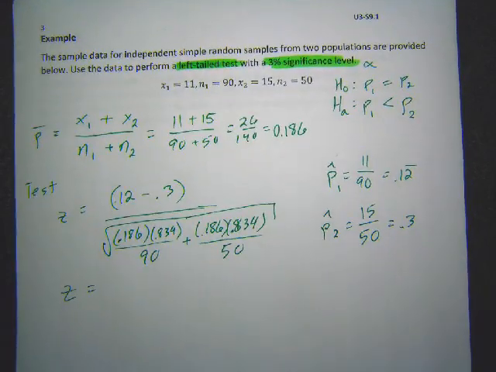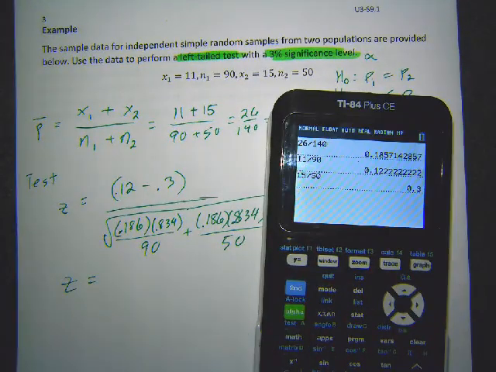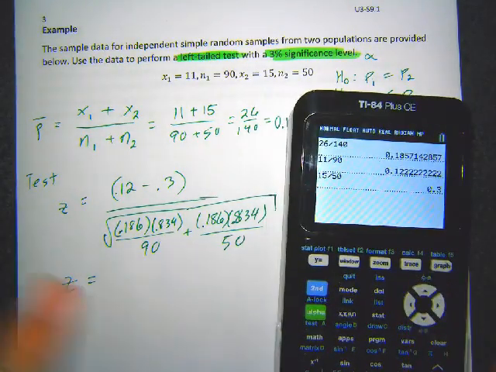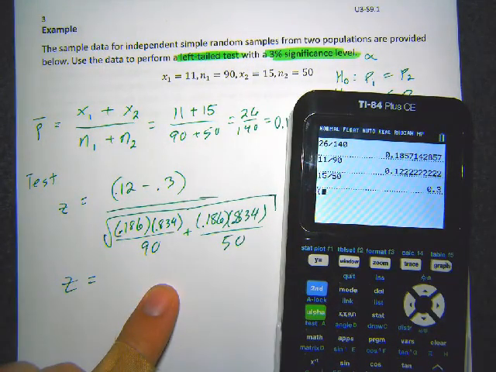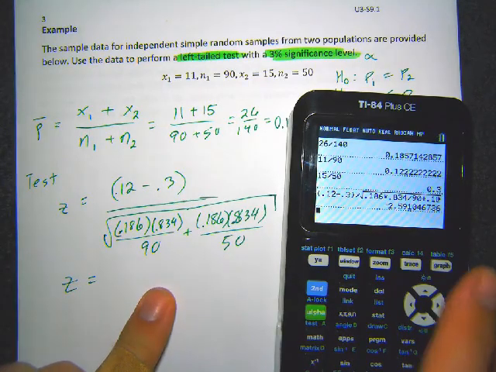It's kind of a big mess to calculate z on this one. Later, when I show you how to use technology, you'll be glad, because this is a pain. I'm going to type this in. I do 0.12 minus 0.3. I'll show you what calculations are going on so you can see all this. The square root of 0.186 times 0.834 divided by 90 plus 0.186 times 0.834 divided by 50. Get that all in there, and we get negative 2.59.